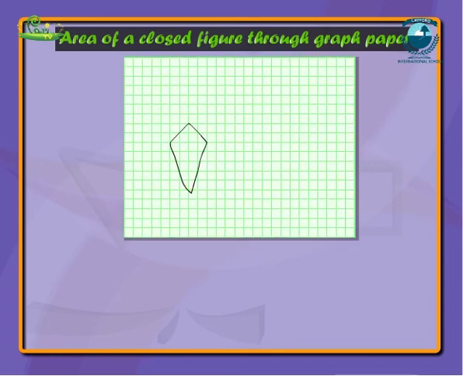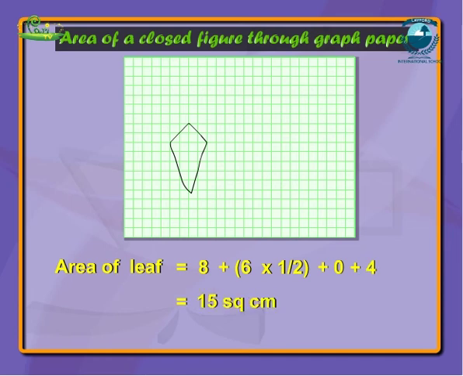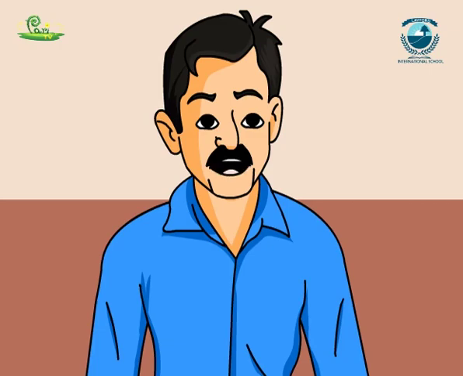Now we will measure the area of this leaf. We will count the number of filled squares. These are 8 in number. Half-filled squares are 6 in number, 5 are less than half-filled squares, and 4 are more than half-filled squares. So, the area of this leaf is 8 plus 6 into half plus 0 plus 4, which is equal to 15 square centimeter.